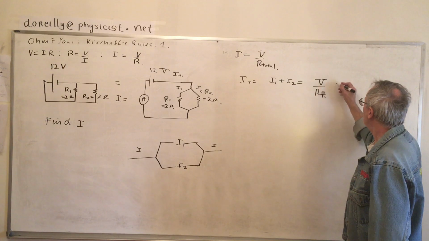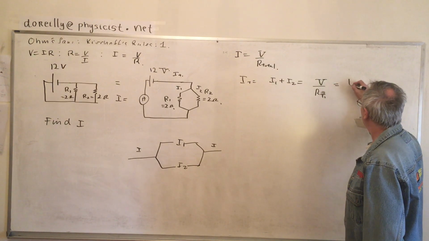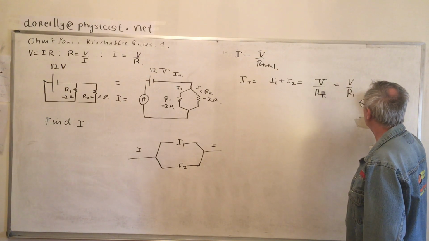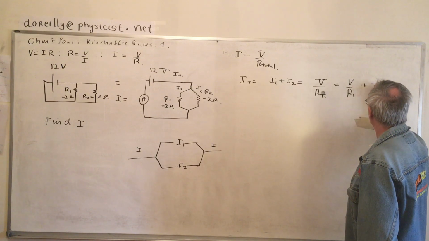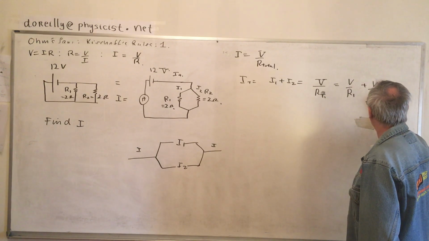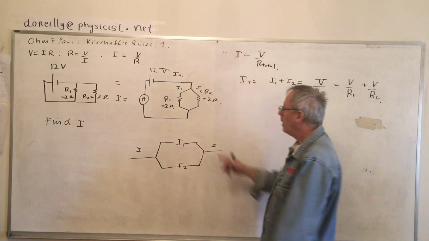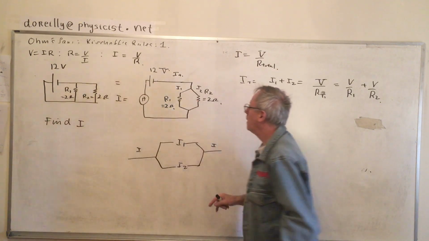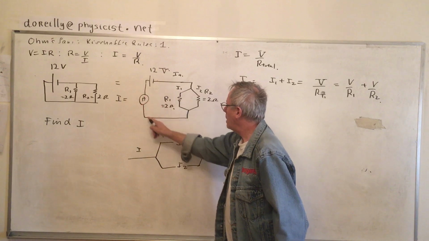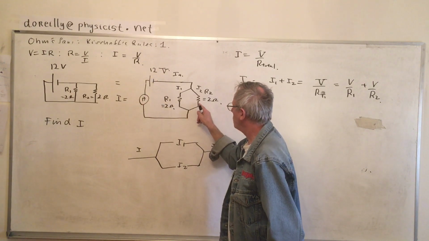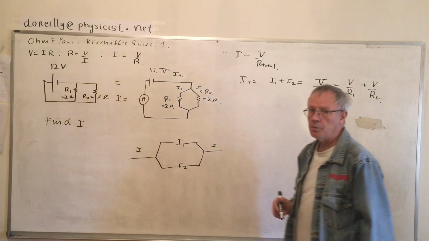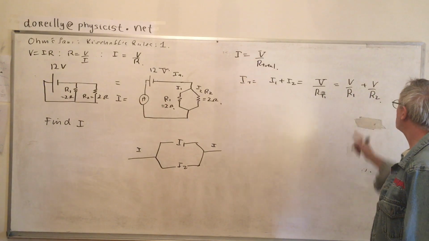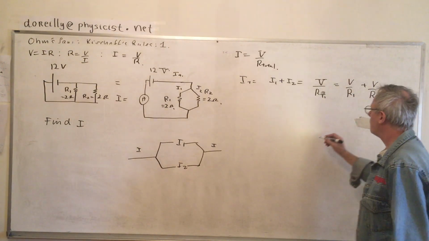Well, I1 is going to be V over R1. I2 is going to be V over R2 because both resistances see the same potential difference. This wire is talking to both resistances equally. Each one receives the same potential difference, so the same V exists.